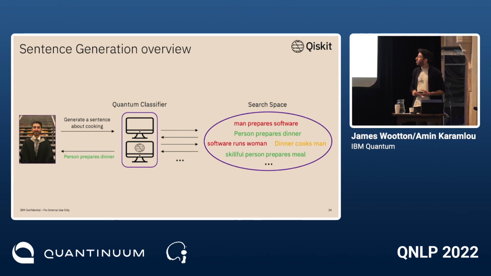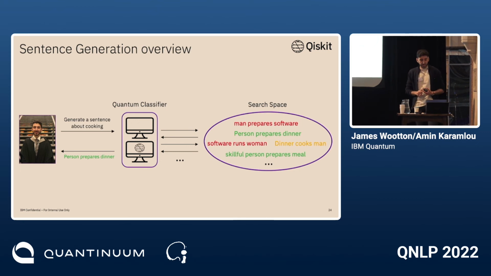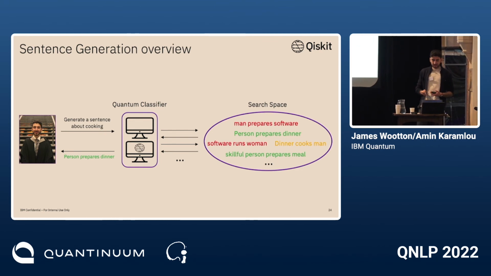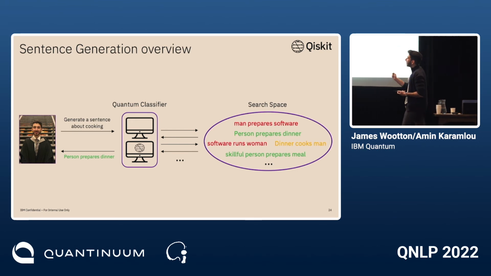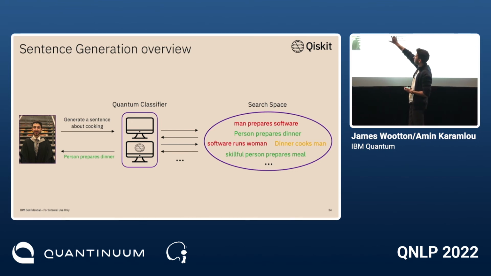OK, so now we get to our work, the novel part of this. Our idea was to build on these hybrid quantum classifiers to perform a simple sentence generation task. In particular, the task that I want to solve is the following. I'm going to ask this algorithm to generate a sentence with one of the topics that it's been trained over. So if we think about the cooking versus IT example, I could ask it to generate a sentence about cooking, and I want it to output for me a sentence with that topic.